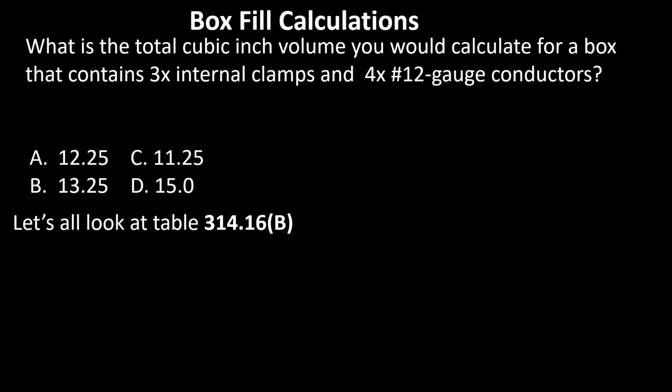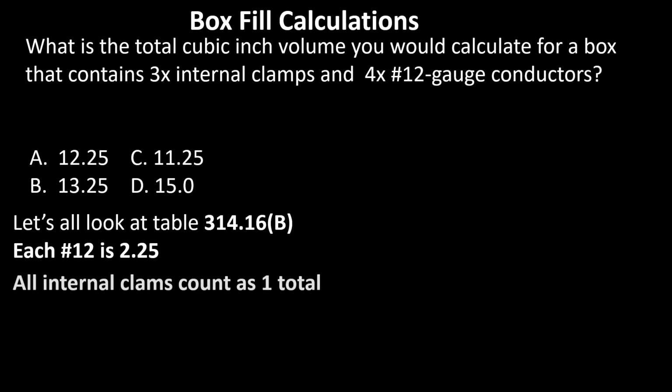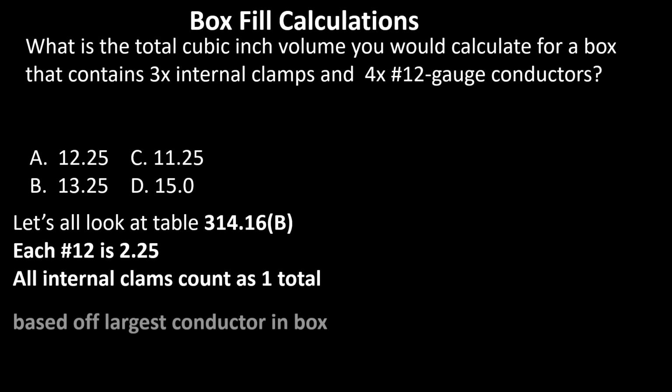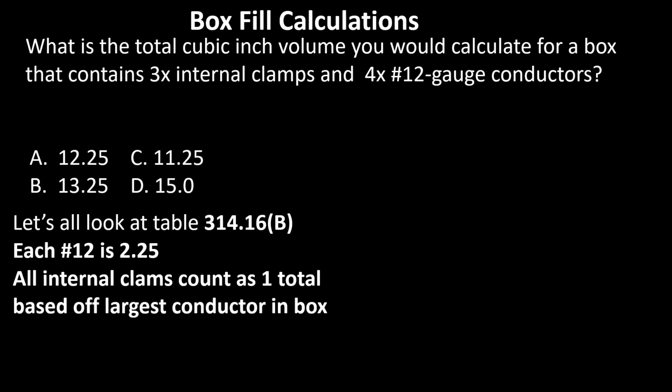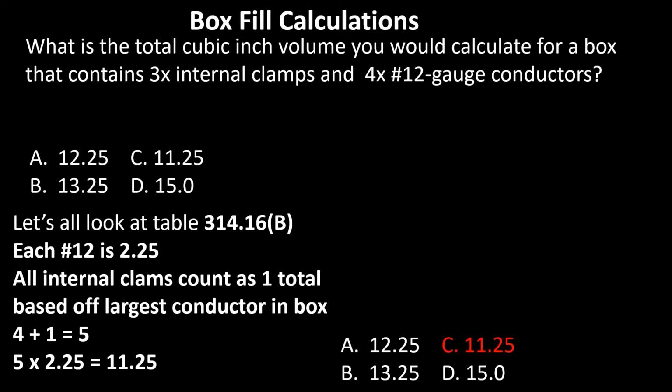We're going to go first to our table and find our individual volume. We're going to find that each one is 2.25, and all internal clamps in the box only count as a total of 1 based off the largest conductor that's inside the box. So we're going to take 4, which is our base number, 12-gauge conductors, and then add 1 because we have 3 internal clamps, but they only count as 1 altogether. We total those two together, it's going to equal 5, and we take 5 multiplied by 2.25. That's going to give us 11.25, and we are going to select C.